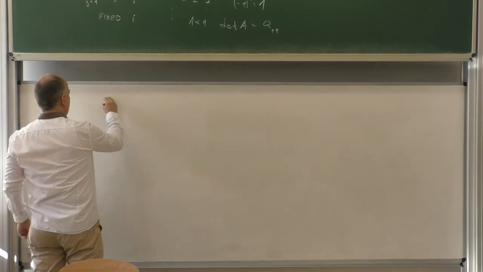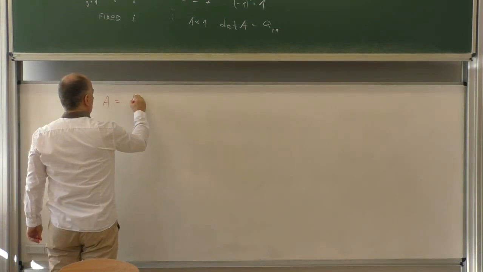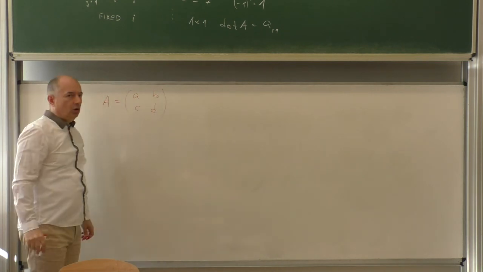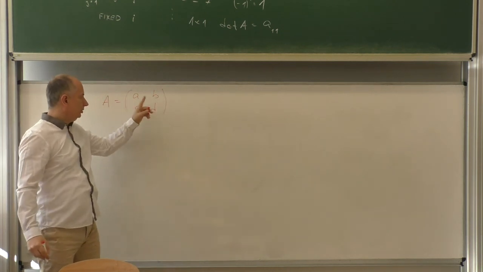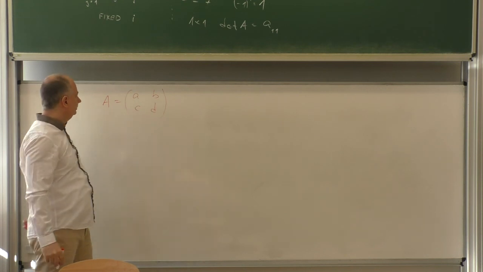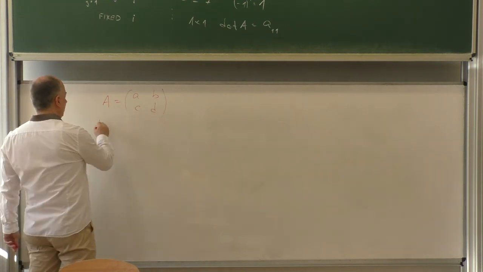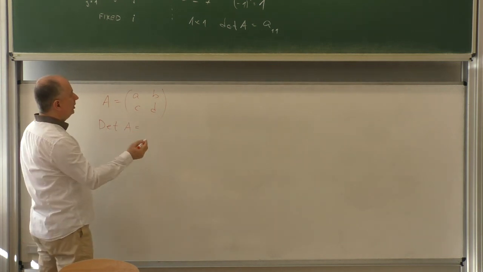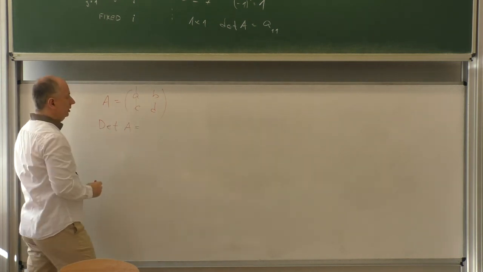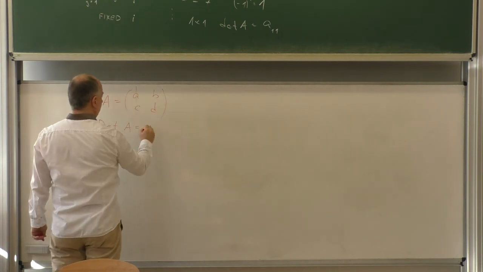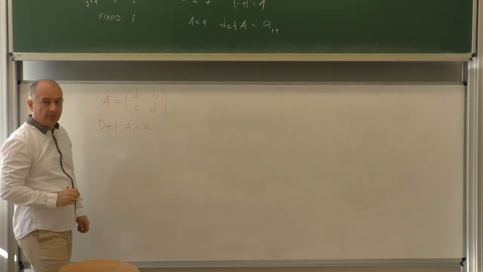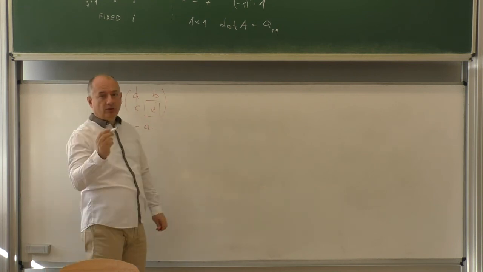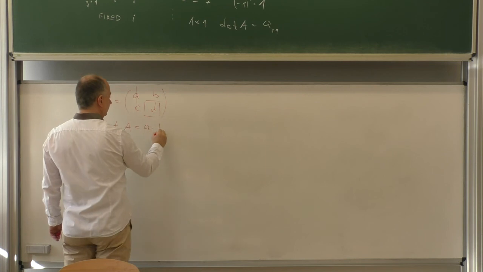So if we have a matrix A, B, C, D, or if you like A11, A12, A21, A22, then the determinant of this matrix, if we expand this matrix, say along the first column, is this entry times this subdeterminant. But the determinant of a 1 by 1 matrix is the entry itself.